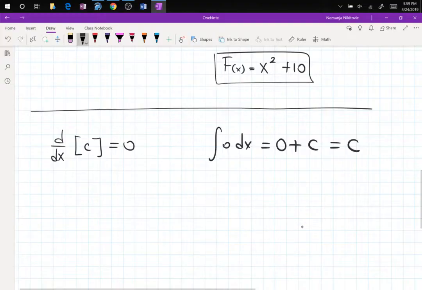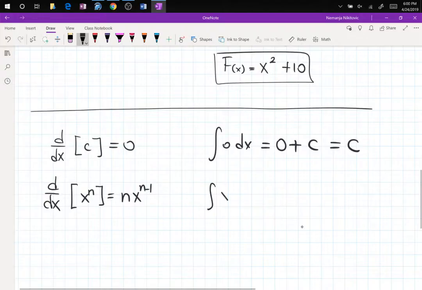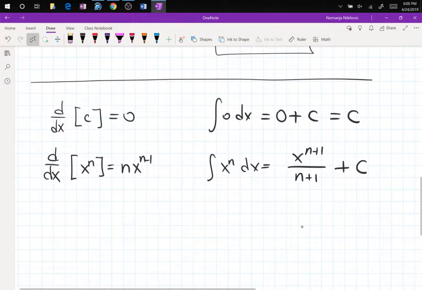Now, the derivative of x to the n was n x to the n minus 1. This is the only formula that you are technically learning. The integral of x to the n dx is x to the n plus 1 over n plus 1, plus c. So that's the formula. And then the rest of the formulas you already know. We have the 6 trigonometric ones, exponential, logarithmic, all of these formulas you already know.